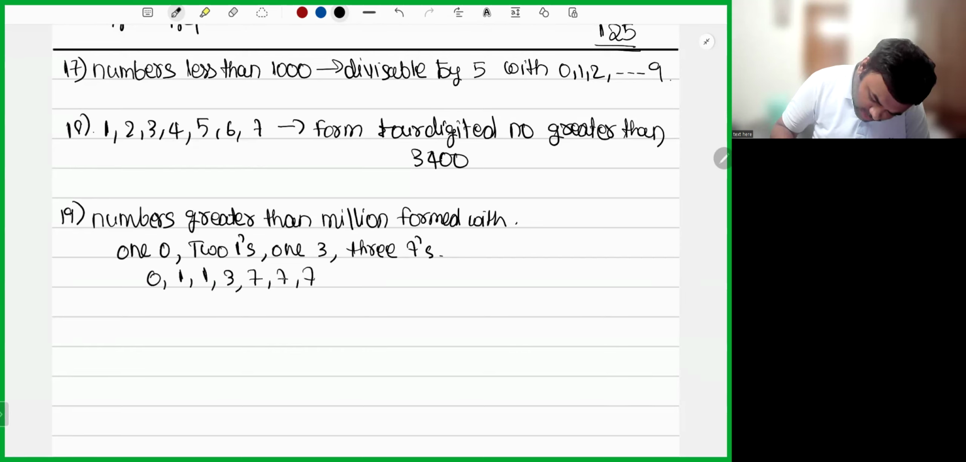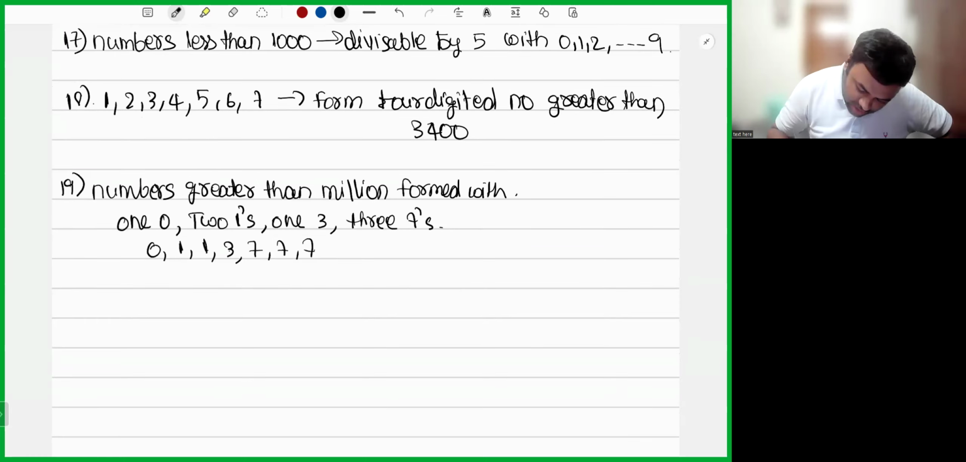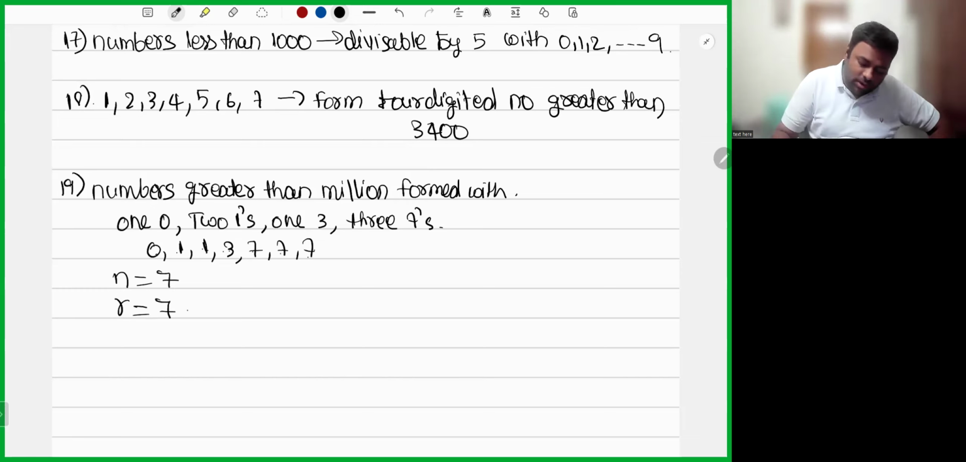1, 2, 3, 4, 5, 6, 7. In a million, how many digits are there? Ones, tens, hundreds, thousands, ten thousands, lakhs, 10 lakhs. 10 lakhs makes 1 million. So you need to form a 7-digit number. n is equal to 7, r is equal to 7. You need to form a 7-digit number. If 0 is there, how will you do?